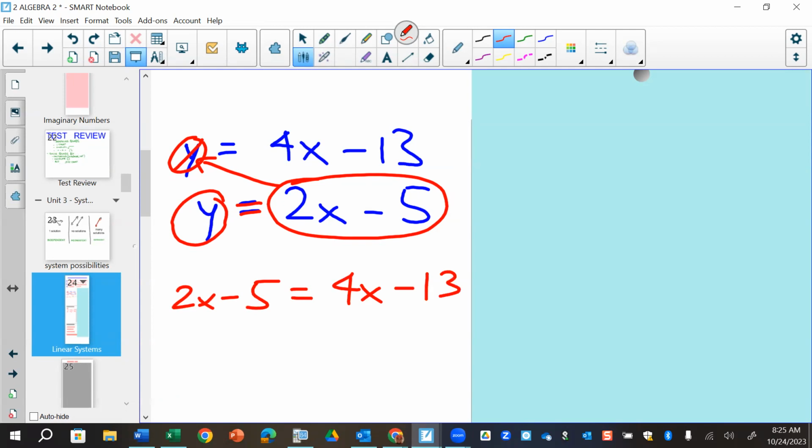Now solve it like it's day one of algebra 1. I already know the answer was 4 comma 3, but go ahead and solve this and find what x equals. It better be 4, I guess.